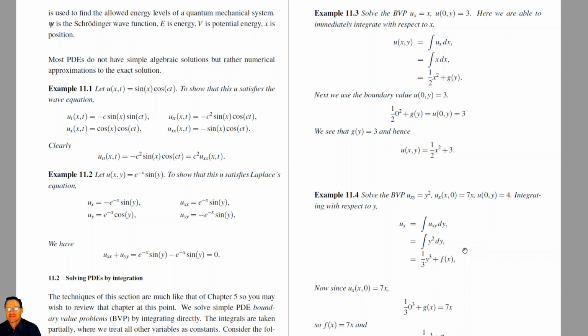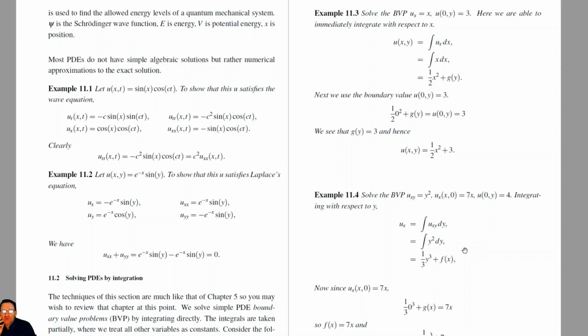All right, so let's have a look at example 11.3. Solve the boundary value problem. U subscript x is equal to x, where we have u of 0, y is 3. So that's a boundary value. Here we're able to immediately integrate with respect to x. On the left, we have the partial derivative of u with respect to x. So that's separable. So we just integrate both sides with respect to x.